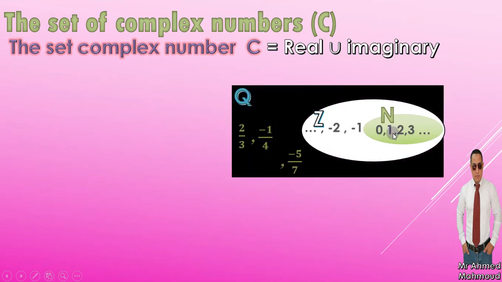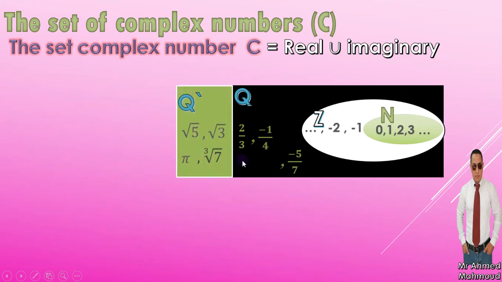Q includes positive numbers and negative numbers, or whole numbers plus the fractions and decimals. Okay, now there is another set opposite to Q called Q dash. Q dash includes the roots and pi. Q and Q dash together are called R.